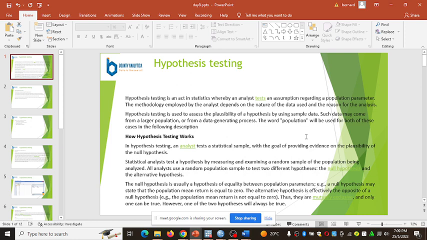So hypothesis testing is just an act in statistics whereby an analyst will test an assumption regarding a population parameter. So yeah, just that simple definition tells what hypothesis testing is. So the methodology employed by the analyst depends on the nature of data used and the reasons for the analysis.